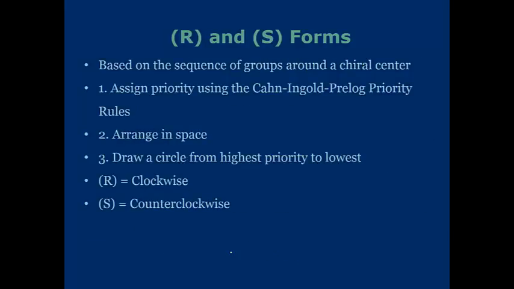The next absolute configuration classifier we're going to talk about is R and S forms. These are based around the sequence of groups around a chiral center. Again, you have to use the Cahn-Ingold-Prelog priority rules. So the first thing you have to do is assign priority accordingly. Then you arrange them in space, and then draw a circle from highest priority to lowest priority. The direction that it spins is given as R, clockwise, or S, counterclockwise. Note that the S configuration is because back in the day, if you were left-handed, you were considered sinister. So that's why we use S when we talk about these orientations.